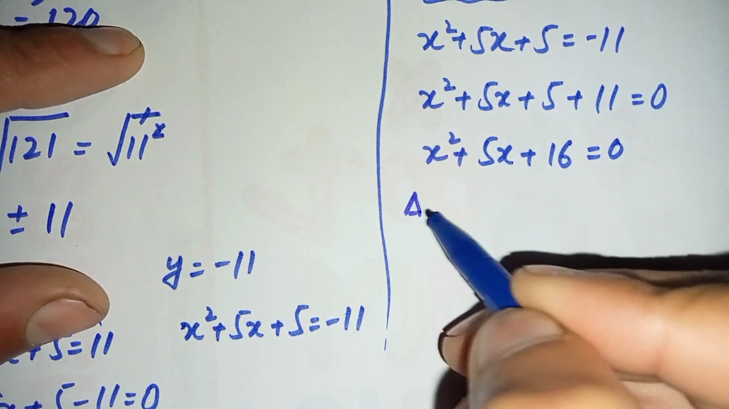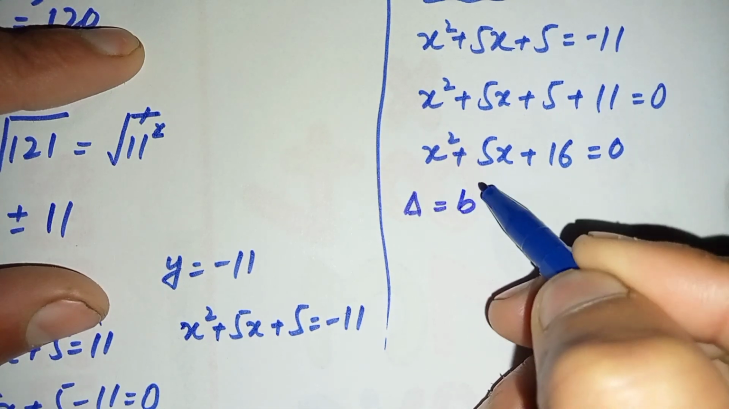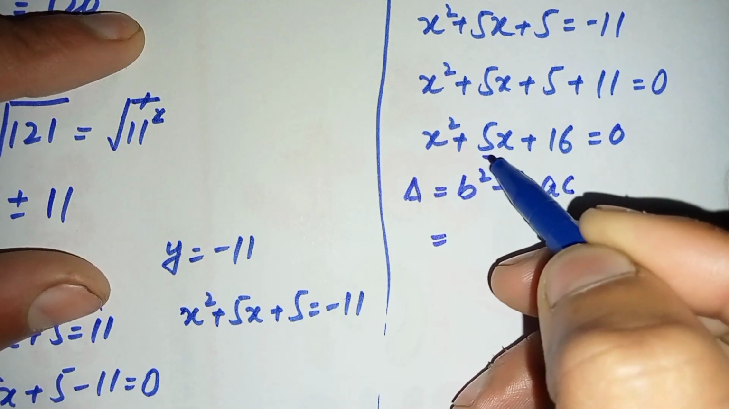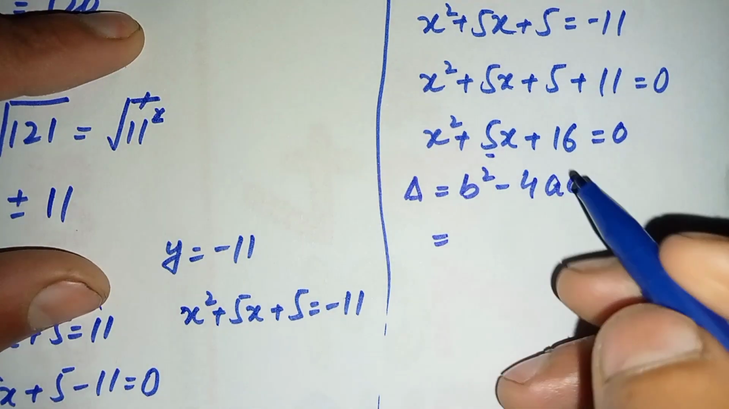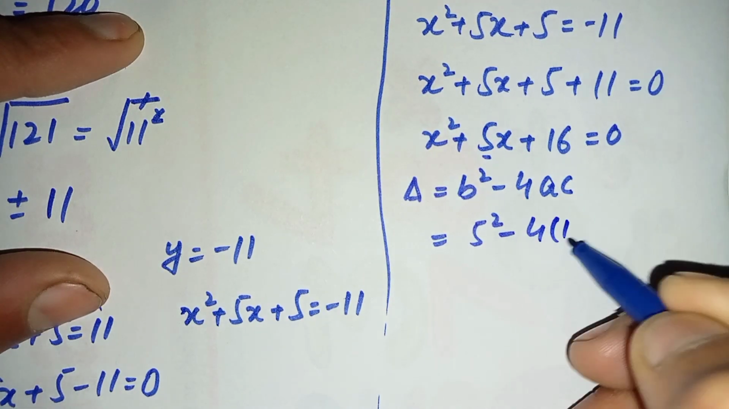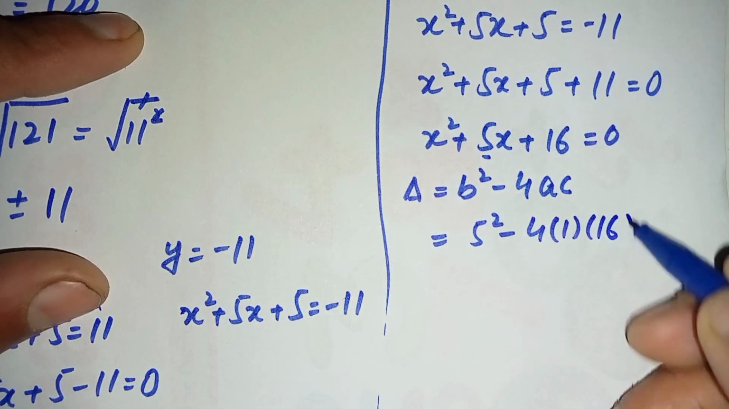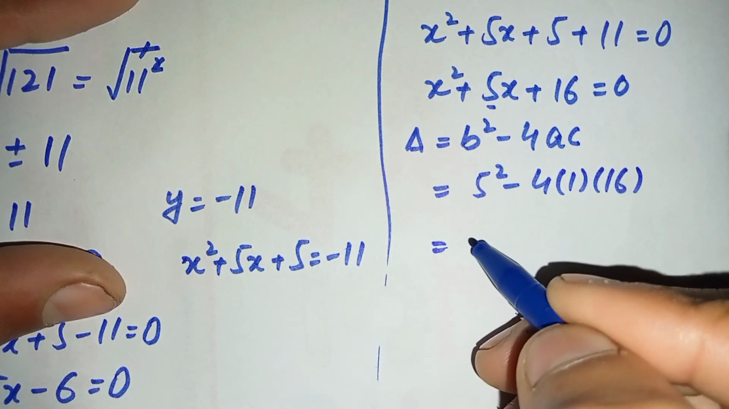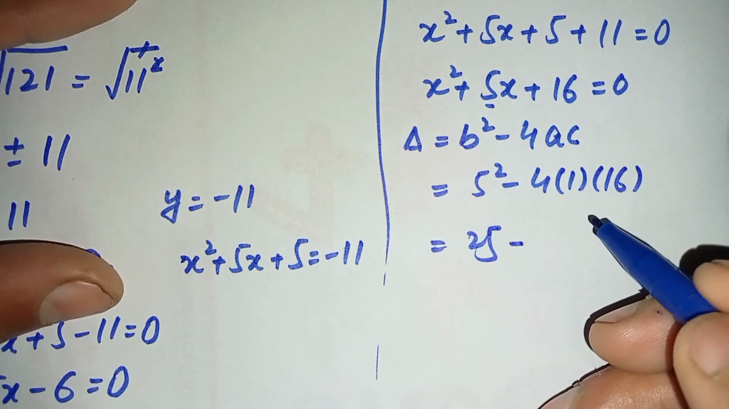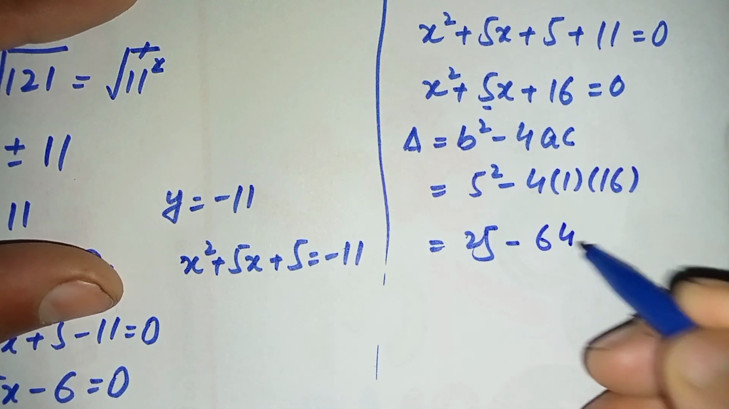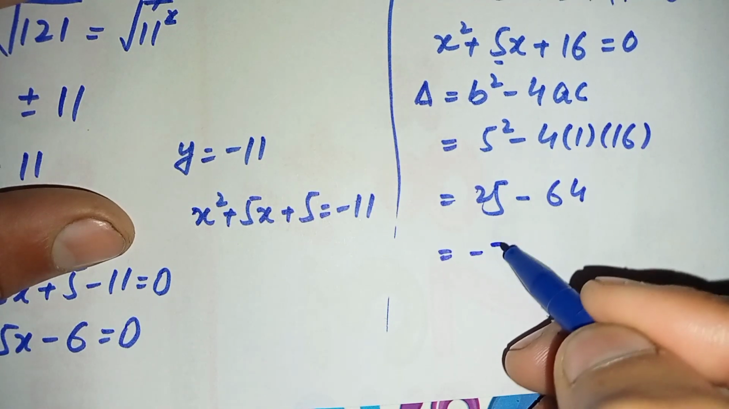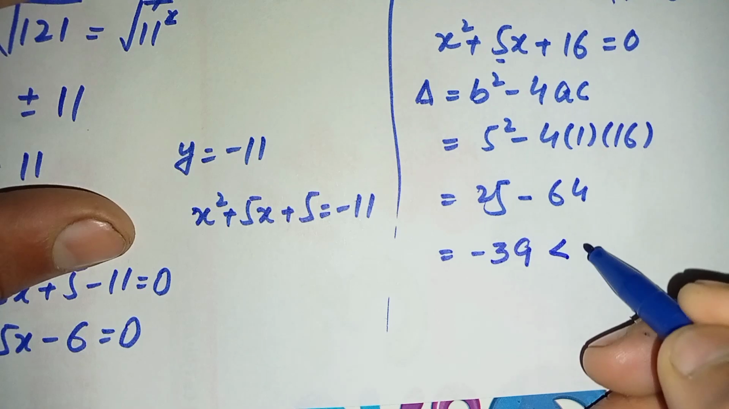So let's try to find the discriminant, which is b square minus 4ac. So here the value of b is 5 and the value of a is 1 and the value of c is 16. So it will become 5 square minus 4 times the value of a, which is 1, and the value of c, which is 16. So it will become 5 square is 25 minus 4 times 1 is 4, 4 times 16 is 64. So further it will become 25 minus 64 is minus 39, which is a negative value.